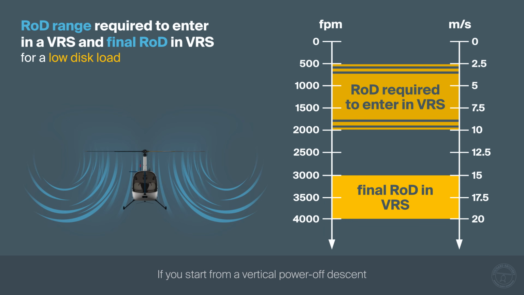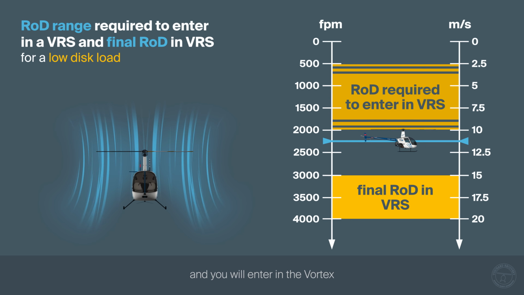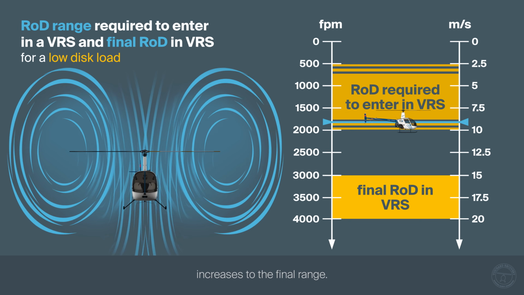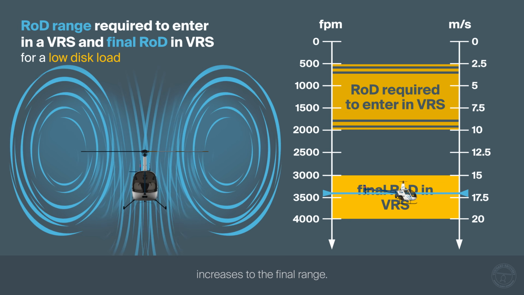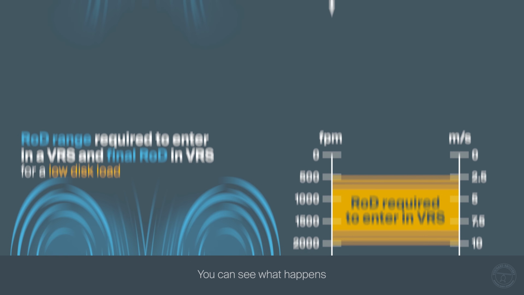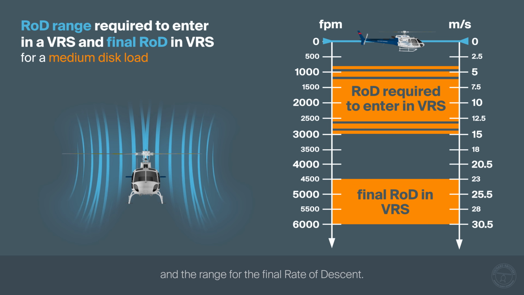If you start from a vertical power-off descent and add power by slowly increasing collective, the rate of descent will decrease and you will enter in the vortex ring state and vertical speed increases to the final range. You can see what happens for the medium disk load with the range required to enter in a vortex ring state and the range for the final rate of descent.